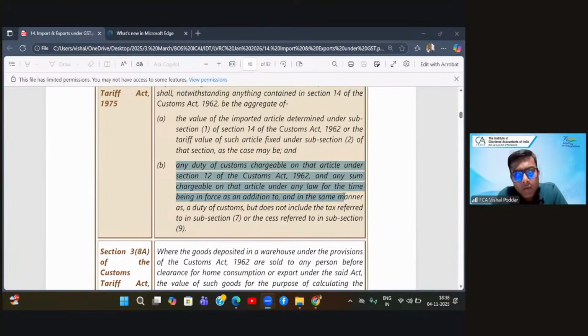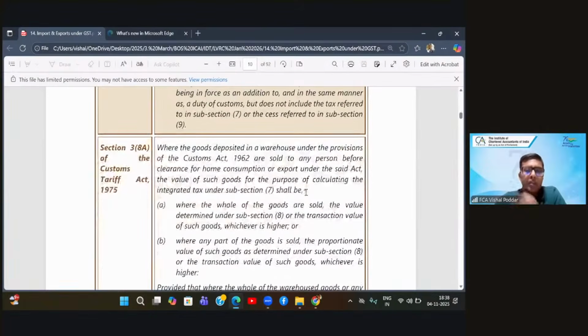So clause B of 3(8) of the Tariff Act says that whatever is the customs duty or any other sum chargeable on that article under any law other than, obviously, the GST law will be added to the customs valuation. So this is aligning this particular point with section 15 of the GST valuation provisions. Now, interestingly, a new provision was added. This is 3(8A).